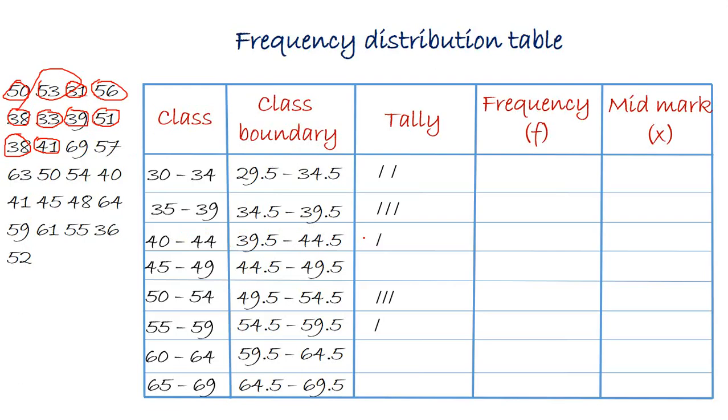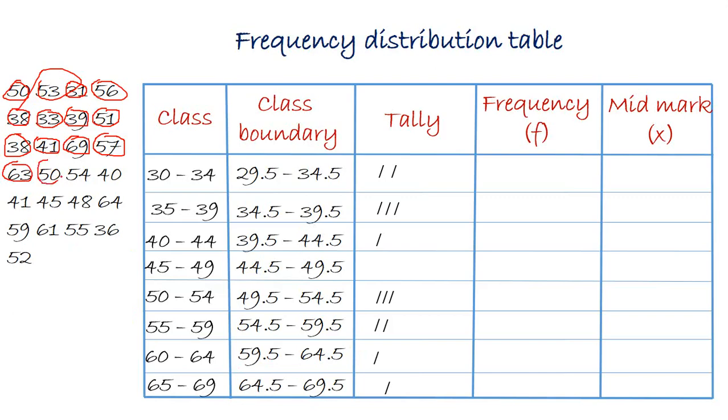And then we have 69. 69 is in the class of 65 to 69. And then we have 57. 57 is in the class of 55 to 59. So we shall put it here. And then we have 63. 63 is in the class of 60 to 64. Put it here. And then we have 50.